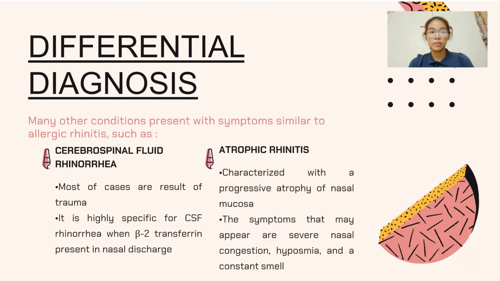Next slide. The next one is cerebrospinal fluid rhinorrhea. Most of the cases of CSF rhinorrhea are the result of trauma. It is highly specific for CSF rhinorrhea when beta-2 transferrin is present in nasal drainage.